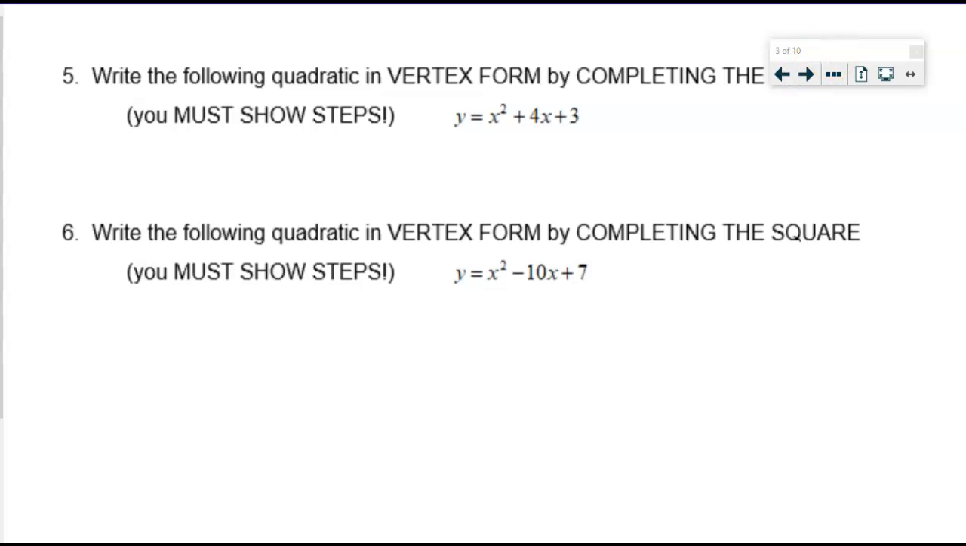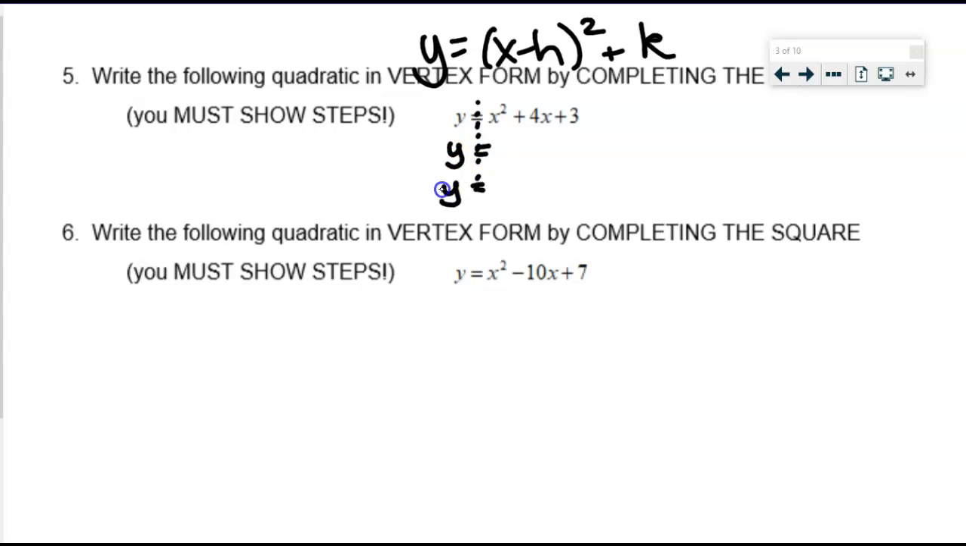All right, let's try this next section. Same section, new topic though. Now we're going to write in vertex form, which is going to look like this: x minus h quantity squared, and then plus k. But I want you to use a modified version of completing the square. In the modified version of completing the square, you don't do any work on the left-hand side of the equation. All of your work happens on the right side.